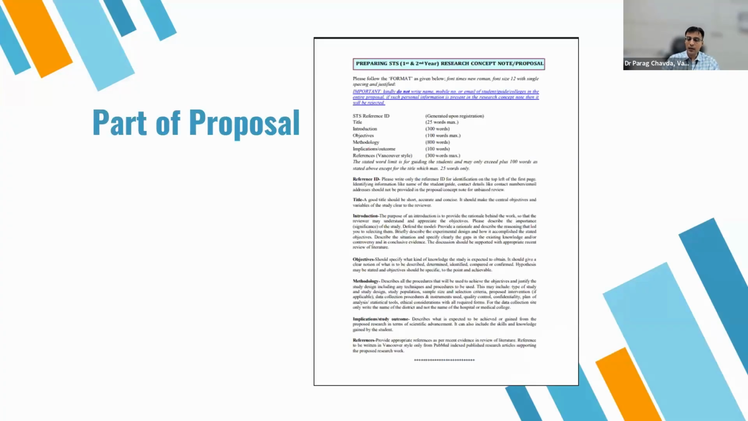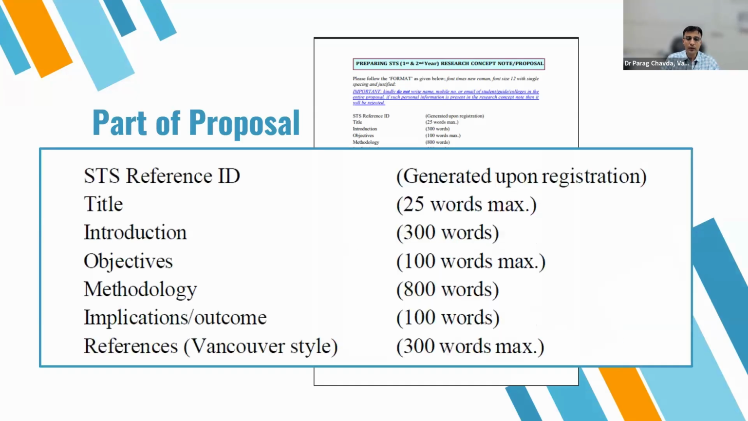This is the one-pager ICMR STS proposal writing guidance document that the STS website shares. We have looked at it in the previous session and we realized this is what Shiladitya was asking, that the word limit for each of those parts or sections of the proposal.